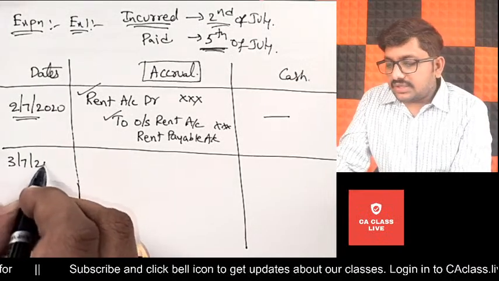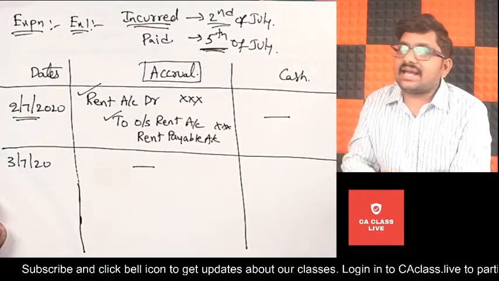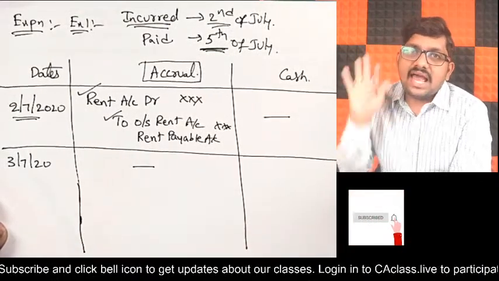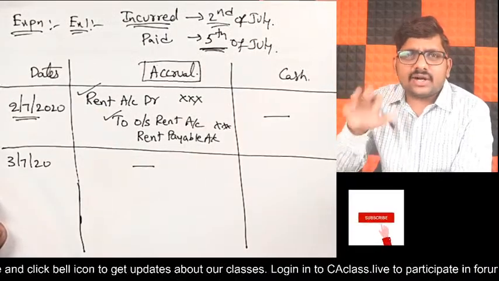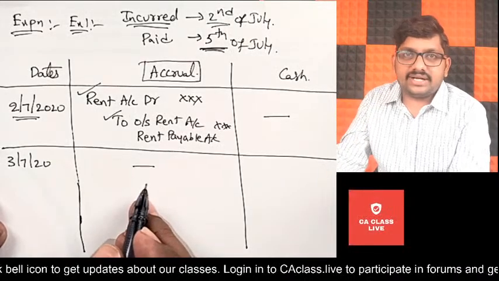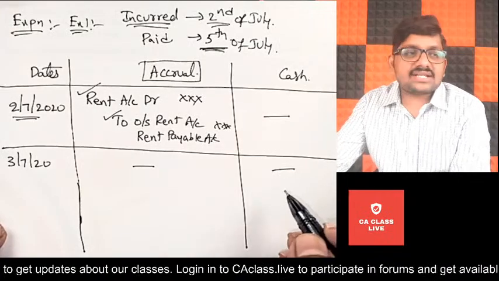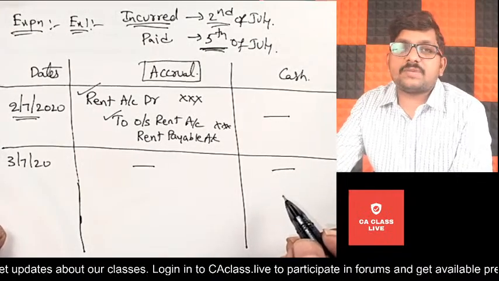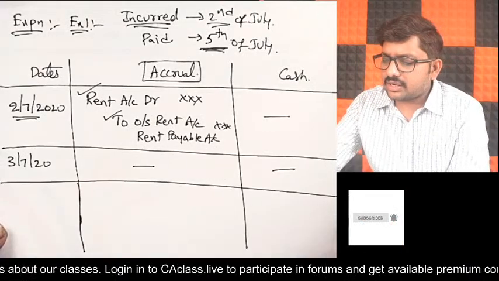3rd July 2020. Are you incurring again? I am not incurring again, friends, because I already incurred. The liability to pay already arose on 2nd, and that's over. I did not incur once again, but that liability still continues. That's why no entry on that date. Am I paying that day? No. Cash system says you have to recognize your expense only when it is paid. On 3rd, I'm not paying, so I did not recognize anything.